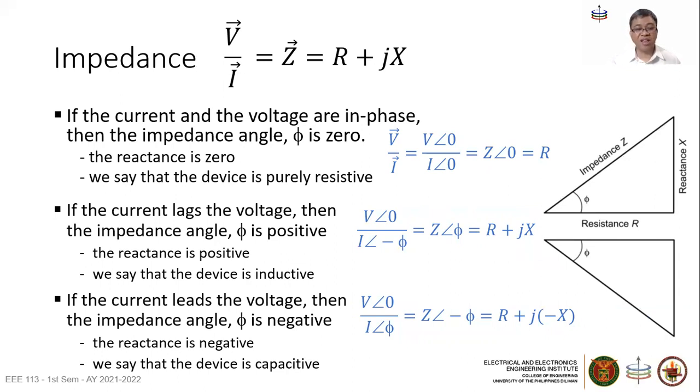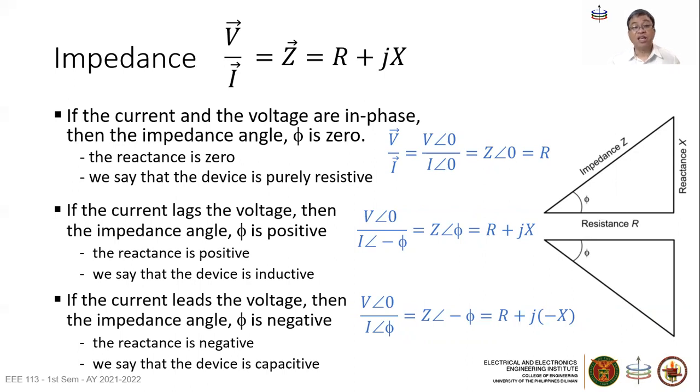Let's look at three cases. The first case here is the voltage and currents are in phase. So if V is at an angle 0, then current is at angle 0 as well. If you get the ratio between these two, V divided by I is Z, 0 minus 0 is 0. So we have a Z angle 0. Because angle 0, rectangular form, is R plus JX, but JX drops to 0. There's no reactance component. So we say that the voltage and the current are in phase. The impedance is purely resistive.